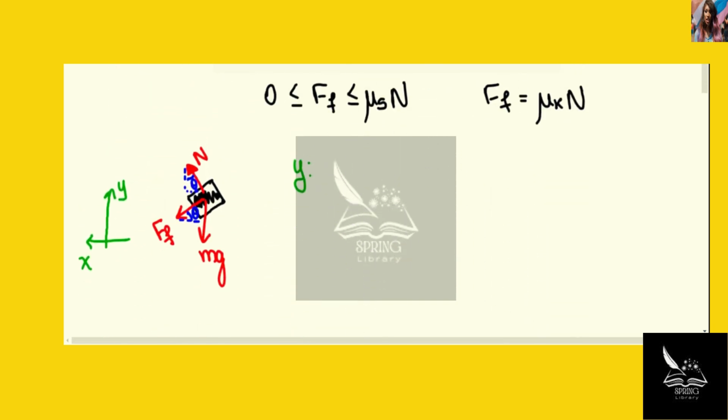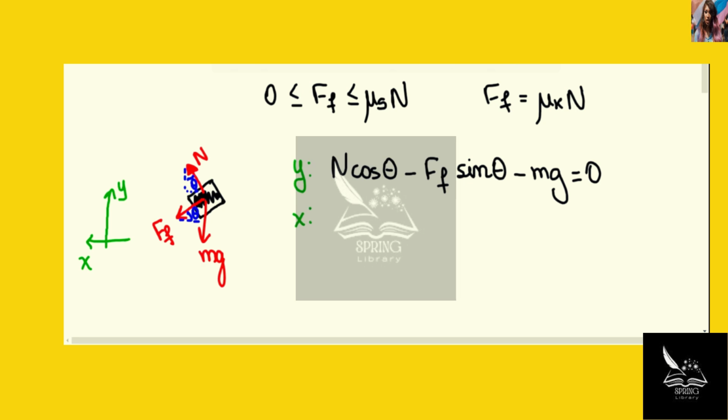Okay. So in the y-coordinate, we have N times the cosine of theta minus ff times the sine of theta minus mg is equal to 0, since the spool is not moving in the y direction.